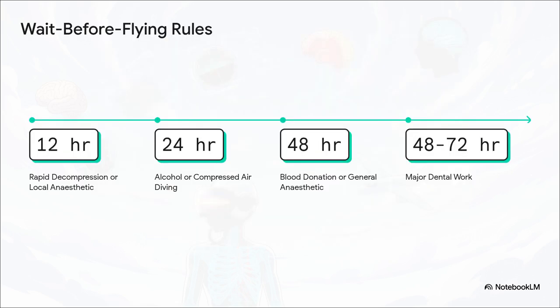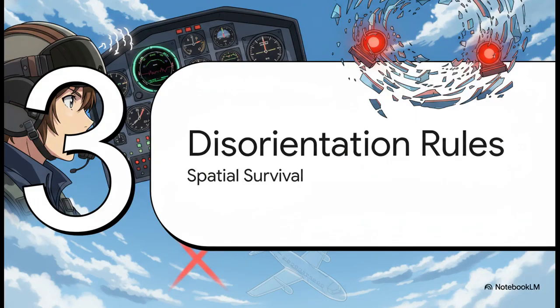Now, what's really interesting about this slide is the wait before flying master timeline. 12 hours for a local anesthetic or rapid decompression, 24 hours for alcohol or diving, 48 hours for a general anesthetic or blood donation, and up to 72 hours for major dental work. The trap they set for you on the exam, confusing that 12-hour local anesthetic rule with the 48-hour general anesthetic rule. Burn this timeline into your long-term memory, folks. It's guaranteed marks.